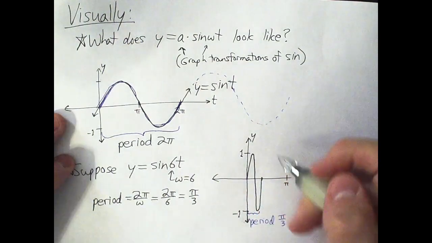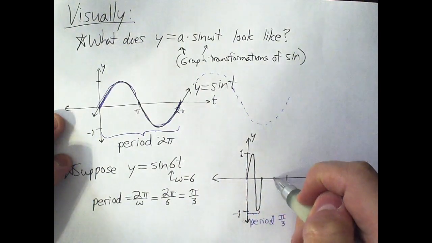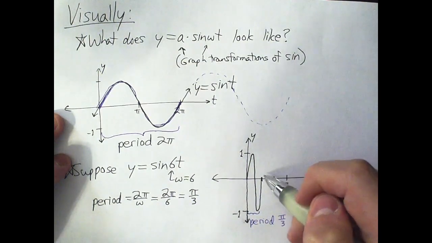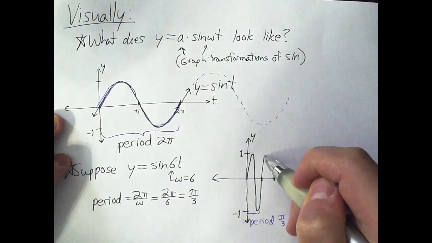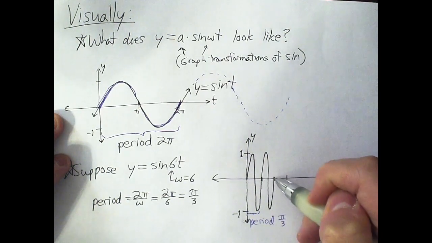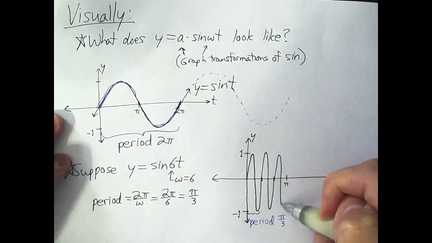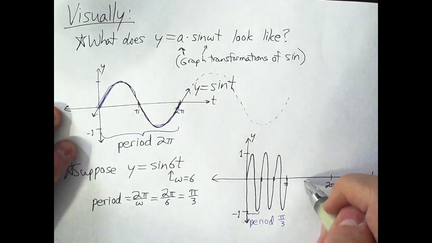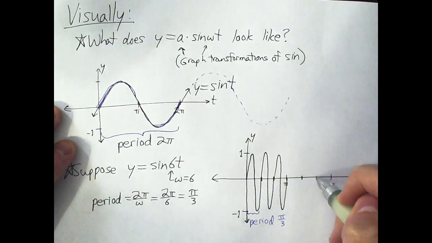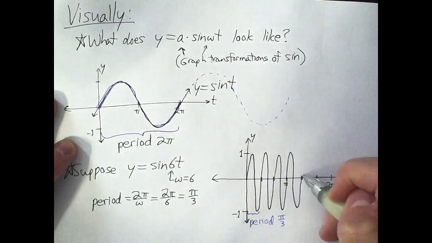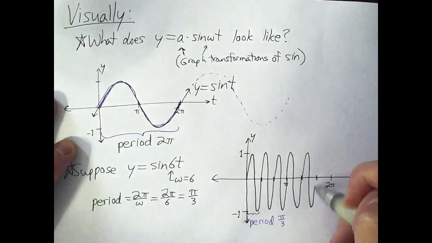Squish. All right, and then by the time it gets to 2 pi over 3, it needs to do that again. So back up, down, and again. Sometimes these get kind of tricky to draw, but you see where I'm going with this. So let's go another period, another couple of periods. Up, down, up, down, up.